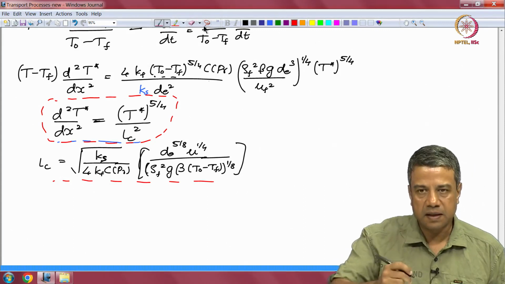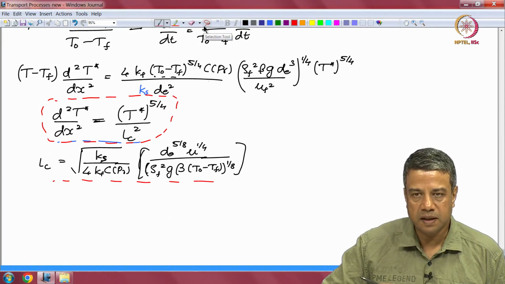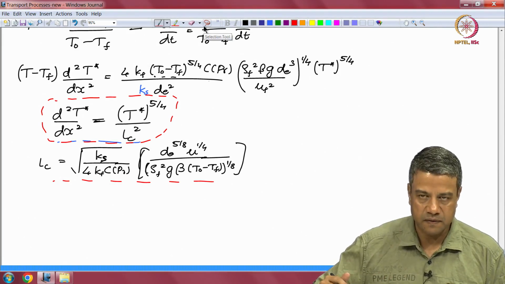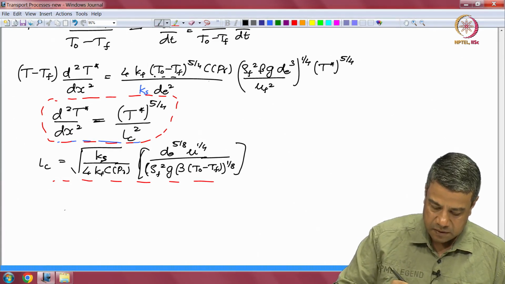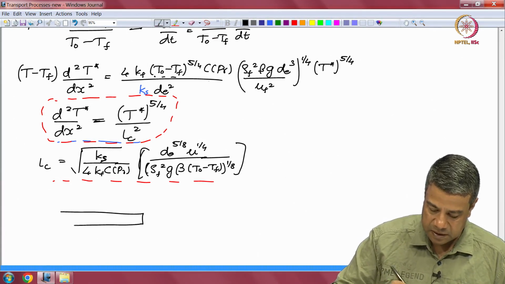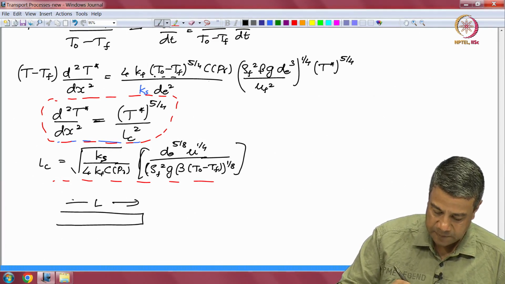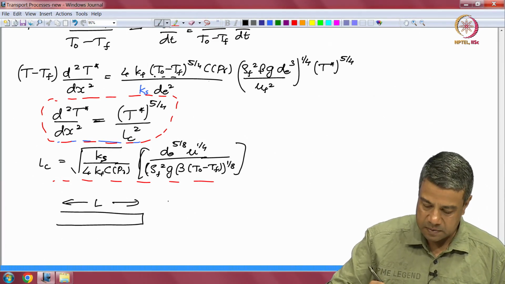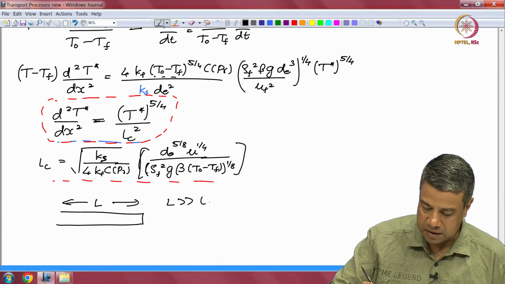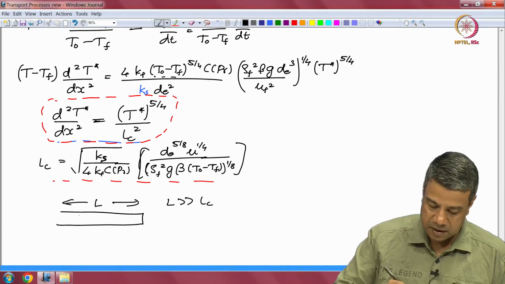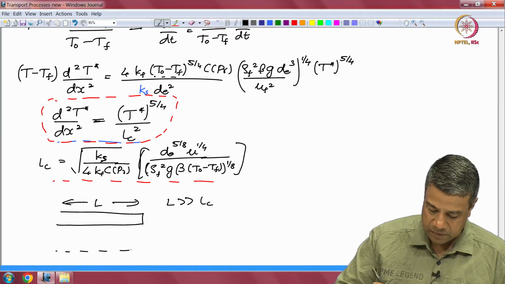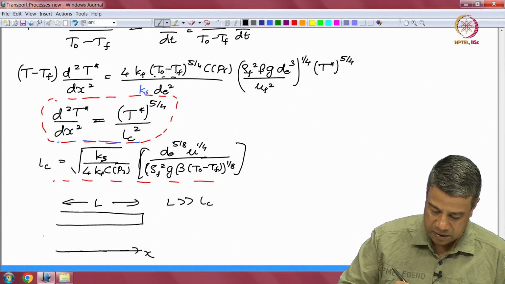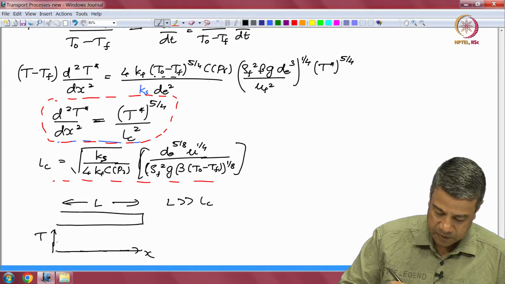The characteristic length is the length over which the temperature decreases because of natural convection. So, if I have a fin of length L, and L is much larger than the characteristic length, that means that the temperature decreases. If I plot the temperature as a function of x, it decreases over a length scale that is much smaller.